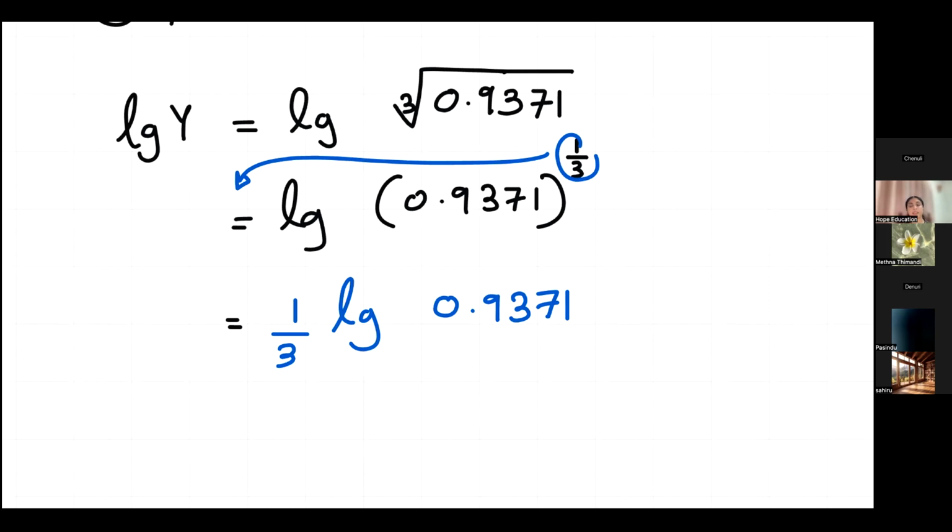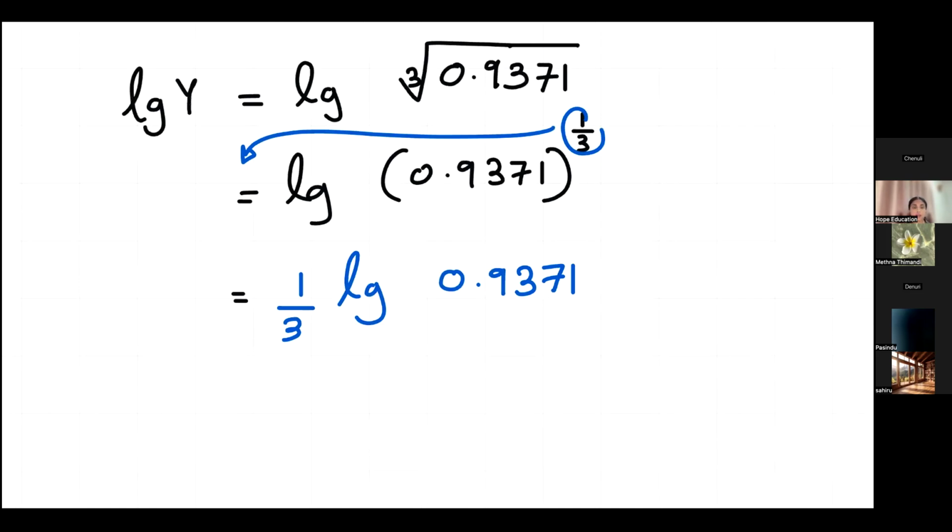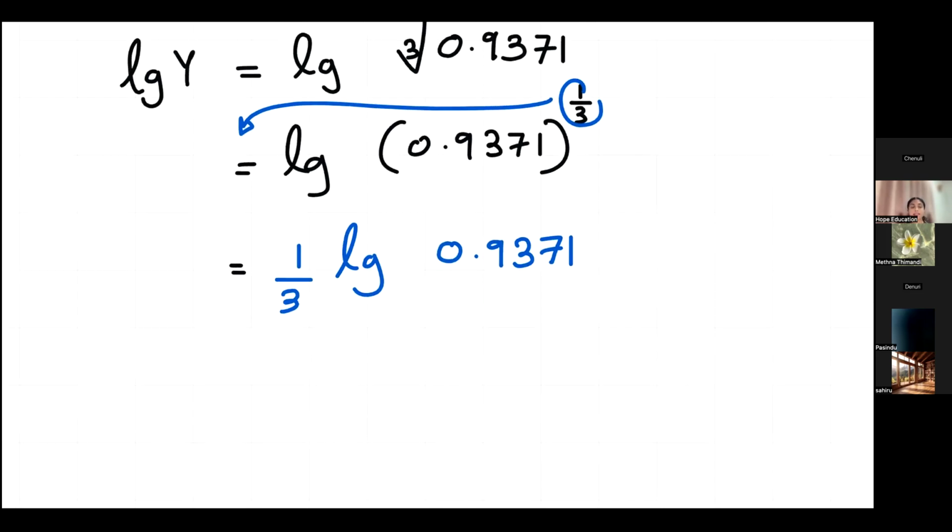Yes. So 1 over 3 LG 0.9371. 1 over 3, I will leave it as it is. Method the multiplication ekakne. So multiply. Now I need the log value of 9371. Can you read from the log table and tell me the value?